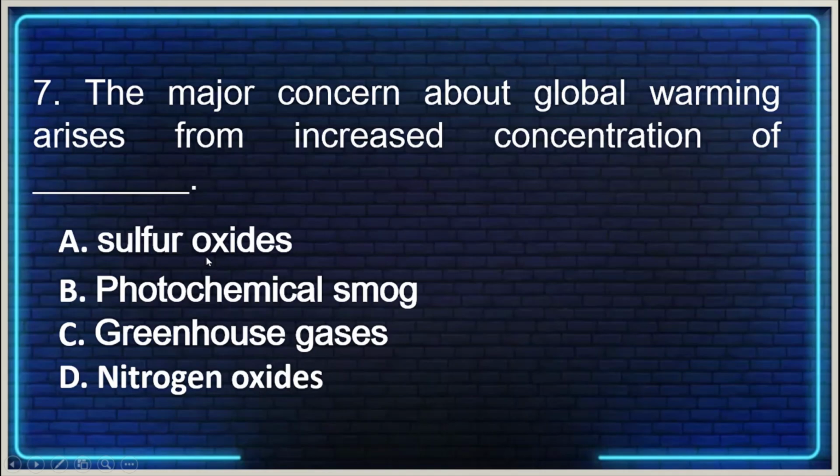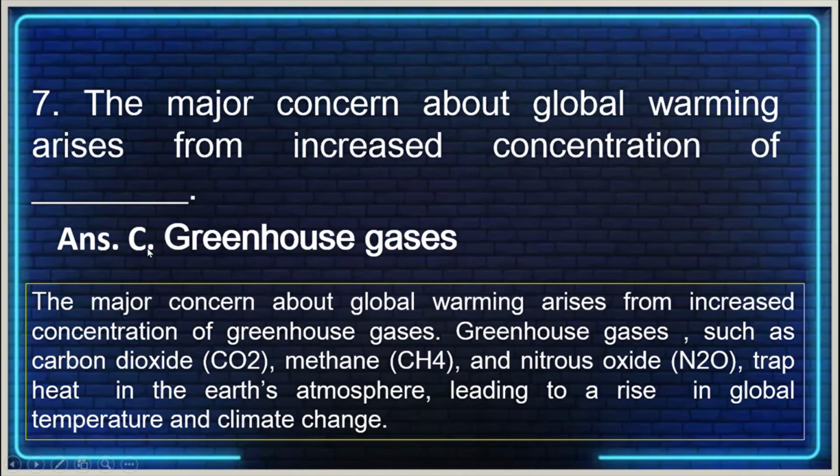Okay? Number 7, the major concern about global warming arises from increased concentration of blank. A. Sulfur oxides. B. Photochemical smog. C. Greenhouse gases. And D. Nitrogen oxide. The answer is letter C, greenhouse gases.